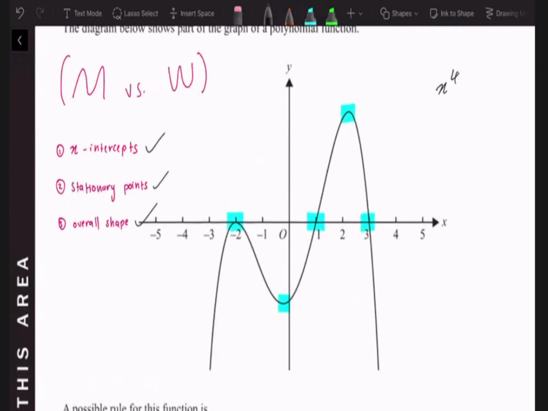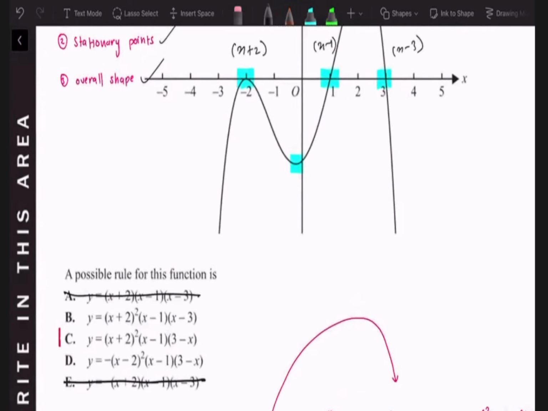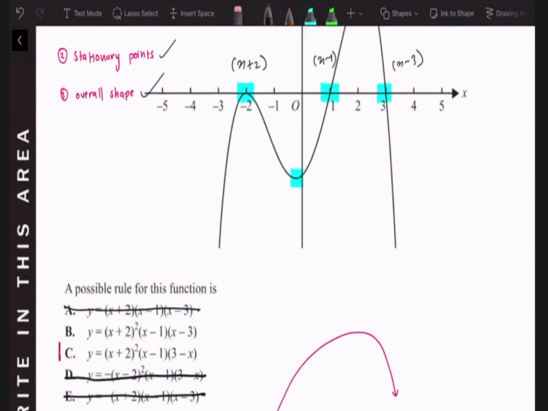The next thing you can look at is the x-intercepts. One of them has to be x plus 2, the other has to be x minus 1, and the other has to be x minus 3. So looking at the answers, you can get rid of D because it doesn't have x plus 2.